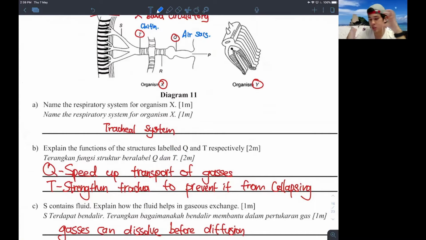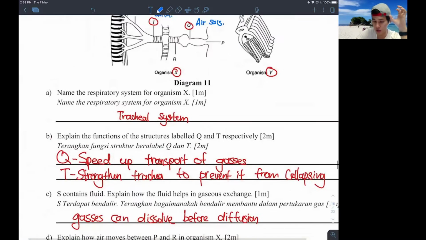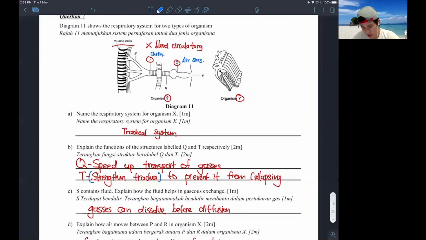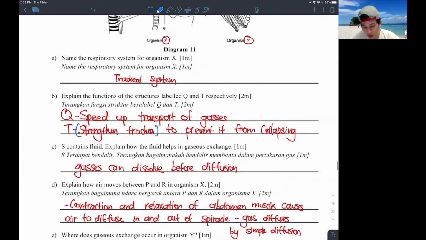This part I added here; the notes don't have this one. You can say it's to strengthen the trachea, so that it's harder and stronger and doesn't collapse. To prevent it from collapsing, because without the chitin the trachea will cover like this and air cannot pass through. Now C already gives you the answer here.